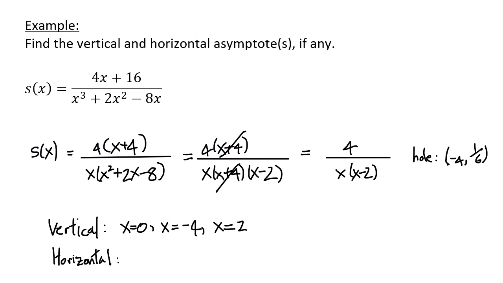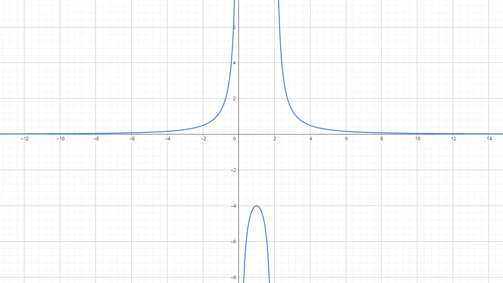So that's going to be the x-axis, or y equals 0. And here's our graph. Our vertical asymptotes, x equals positive 2 and x equals 0, and our horizontal asymptote, y equals 0, the x-axis. And notice there is a hole at the point negative 4, 1/6.